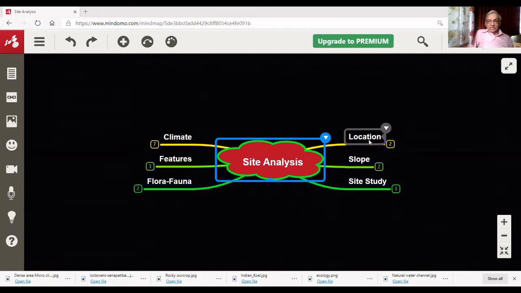The first aspect is the location: where the site is located, what are the potentials of this site, and how we are going to benefit from these potentials in our design. So this is an important aspect.